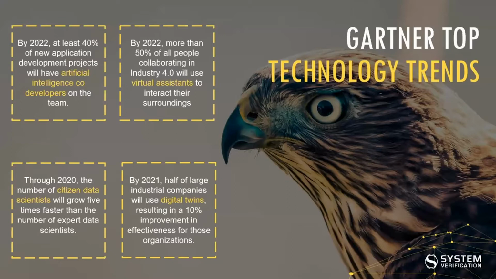And what is really important here is that by 2022, at least 40% of new application developments will have AI developers and not as many software developers, and AI will really take over, and that will also be seen in development. By 2021, half of the large industrial companies will use digital twins, and this will really result in a 10% improvement in organizational effectiveness.